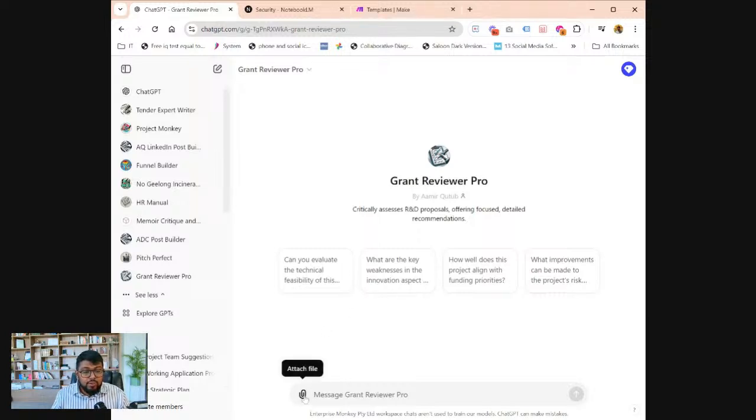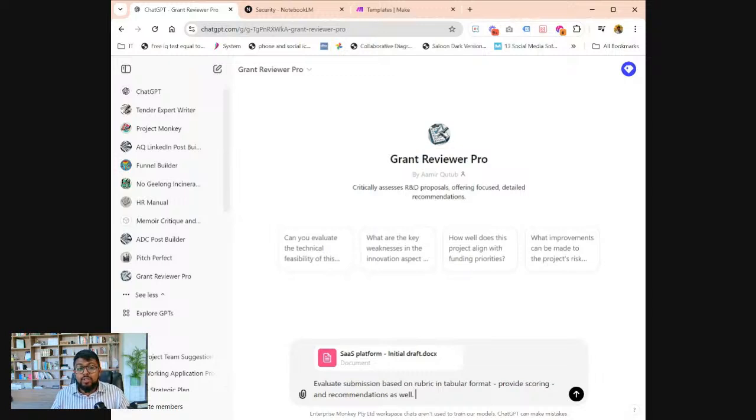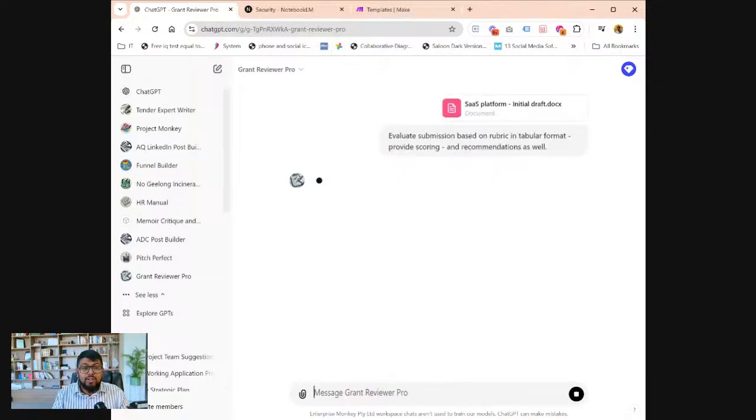So I'm going to upload my initial draft of my submission, and then I'm going to ask it to evaluate the submission based on the rubric in tabular format, provide scoring and recommendation as well. Now, this custom GPT has already done all of the research on R&D submissions. It knows the rubric that they evaluate on, what the successful ones are, and so on. So it is already well equipped. I don't need to tell it what it needs to do. I'm just saying evaluate the submission based on the rubric in tabular format, provide scoring and recommendation as well. And I'm going to press enter.